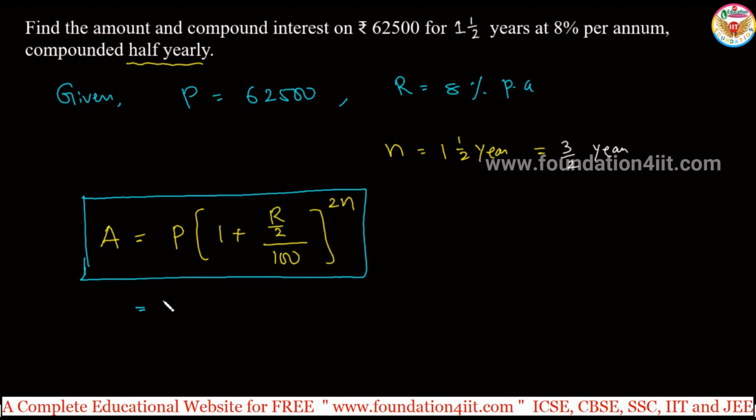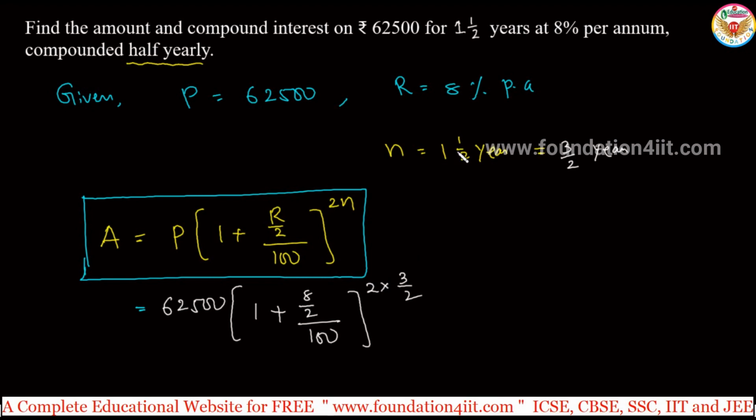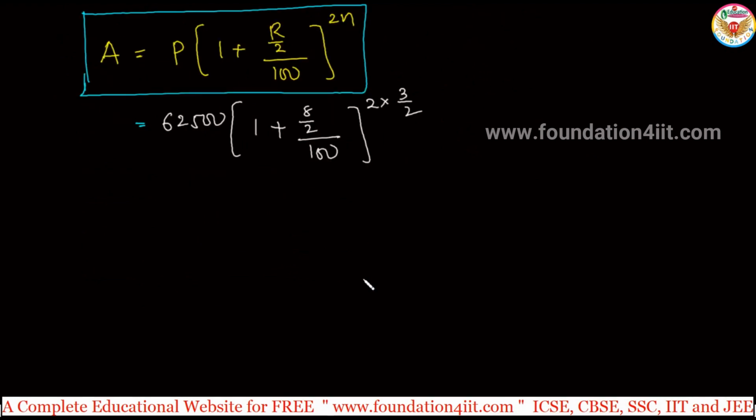Now P value is 62,500, 1 plus R is 8, so 8/2 divided by 100 whole to the power 2n. 2 as it is, n is nothing but 3/2. If it is a mixed fraction, convert mixed to improper. So R by 2, 2n: R place is 8, n place is the same 3/2. R is the rate of interest per annum, n is the number of years only. But after substituting here, the next step will automatically change as per your requirement.